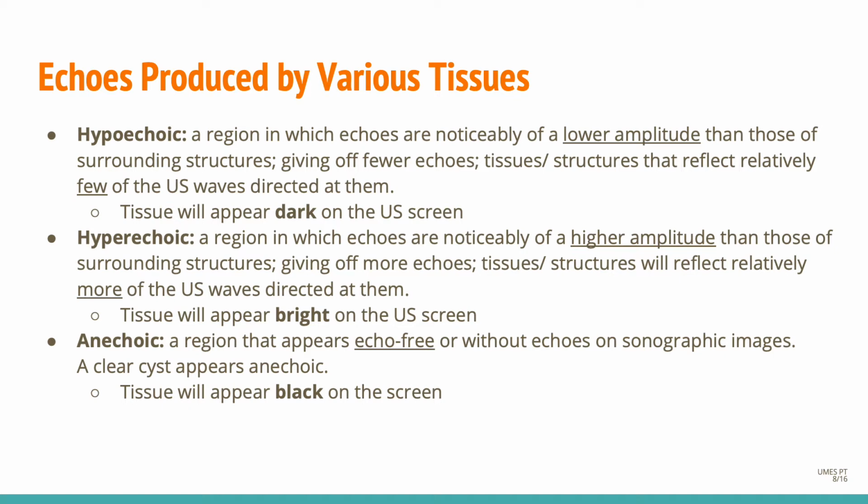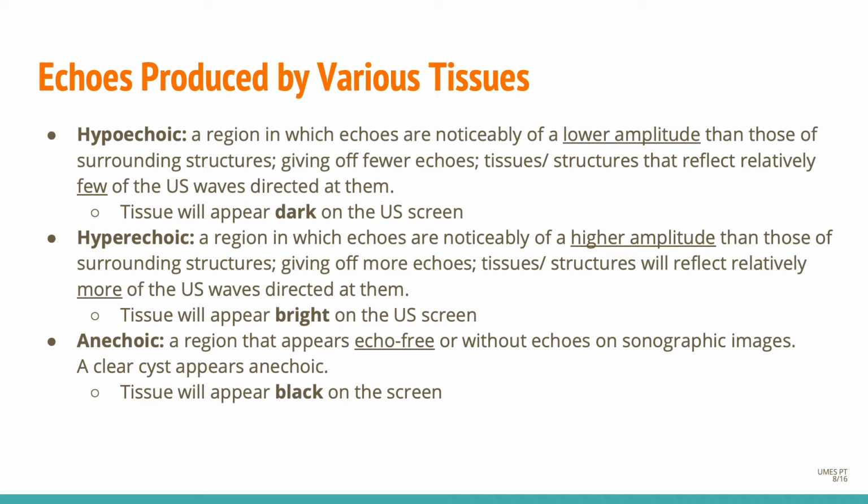Hyperechoic is a region in which echoes are noticeably of a higher amplitude than those of the surrounding structures. So they're giving off more echoes back to the transducer. The tissues or structures will reflect relatively more of the ultrasound waves directed at them. These tissues will appear bright on the ultrasound machine.